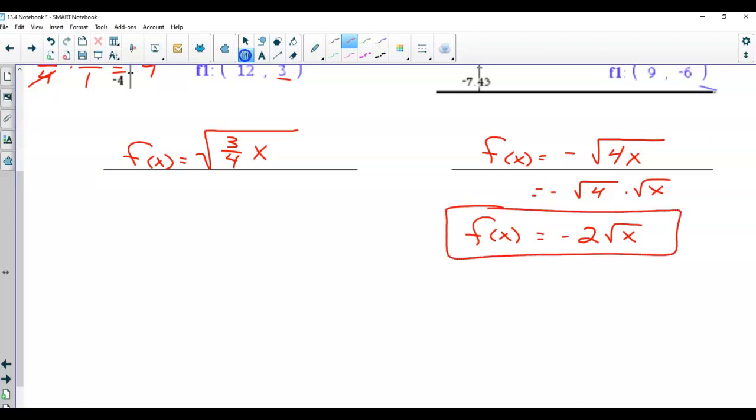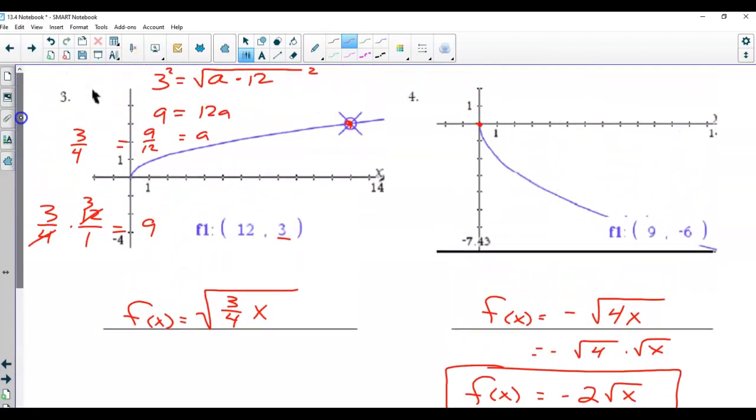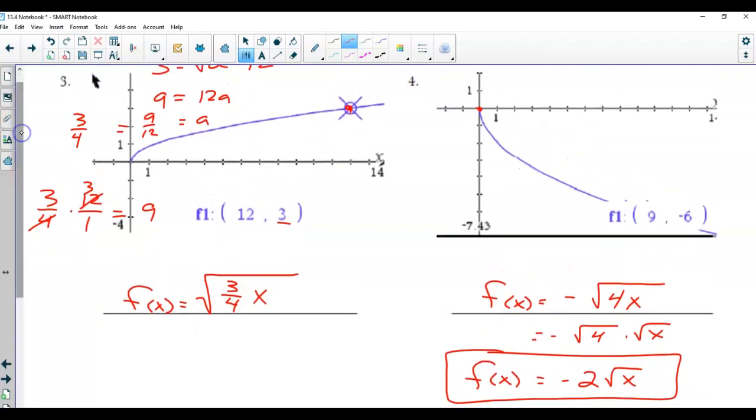These compressions, these a values, you can find them whether they're under the root or outside of the root. It's all going to work itself out, but just write yourself an equation and knock those little buggers out.